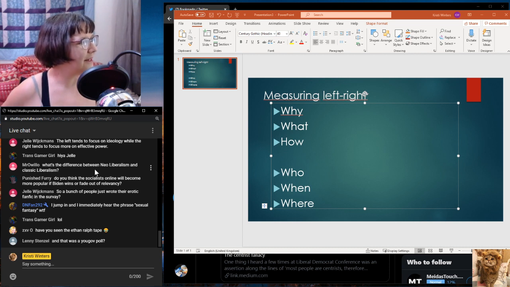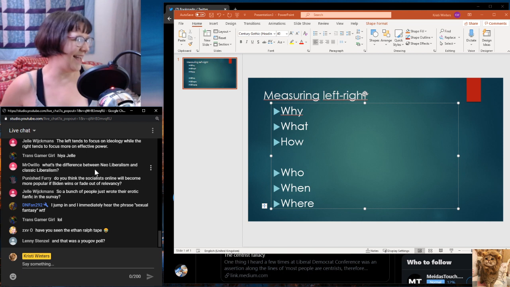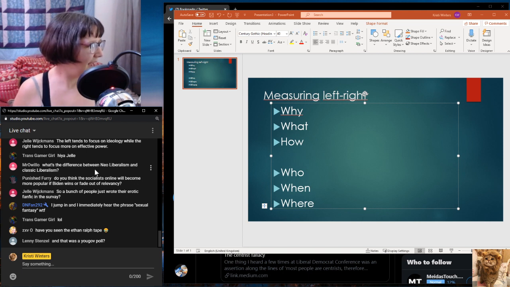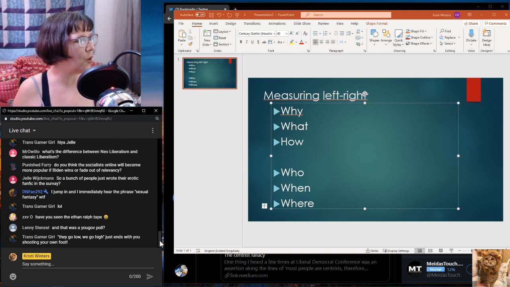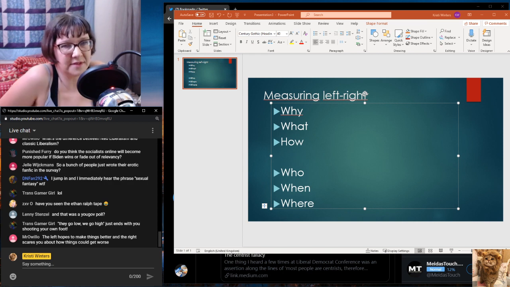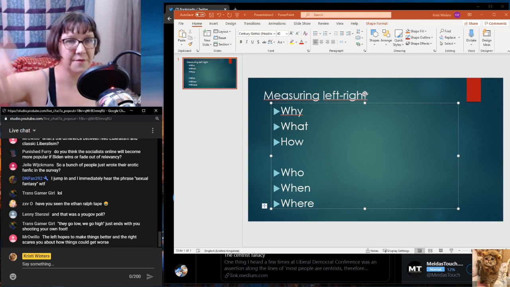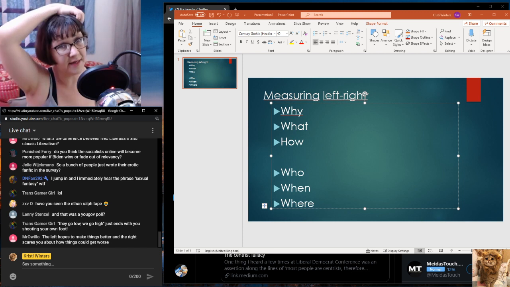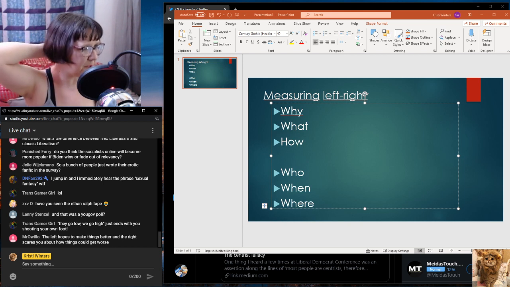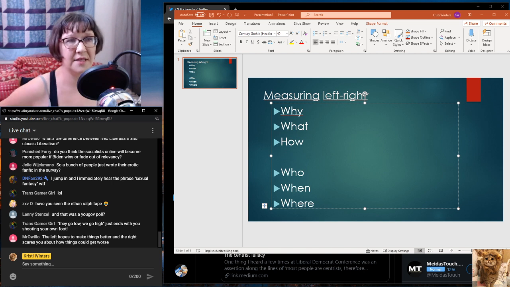I jump in and I immediately hear the phrase sexual fantasies. Yes. I've not seen the Ethan and Ralph tape, by the way, because I don't want to feed into watching revenge porn. I'm aware of it, and Ethan Ralph continues to be scum. Just sort of going from scum point to scum point. So, yeah, it seems like most people, generally, the impression is a repudiation.